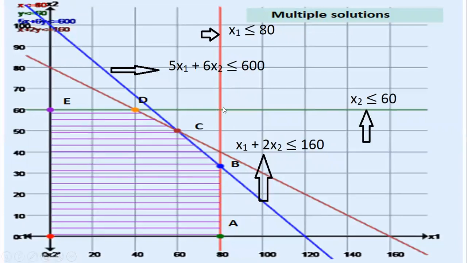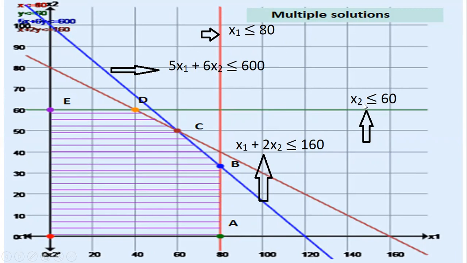See, we have plotted all these constraints on the graph sheet. The first one is x1 lesser than or equal to 80. So you will get the coordinate 80 comma 0. This will be plotted along the x1, that is, the x direction. Then draw a line. You can see this red line parallel to the y-axis.